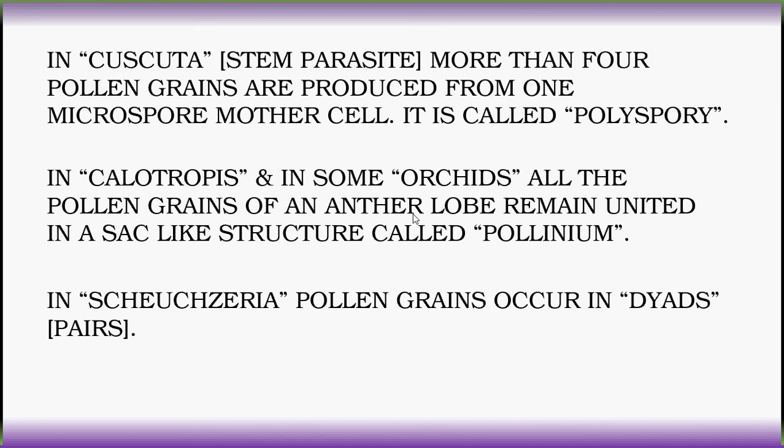In Sv egeria, pollen grains occur in dyads. So already we discussed that the pollen grains are formed in tetrads. This is an unusual feature in Svegeria plant. The pollen grains are arranged in dyads.